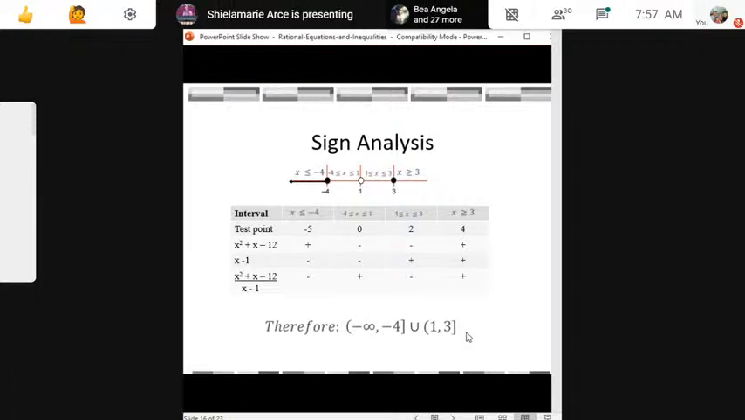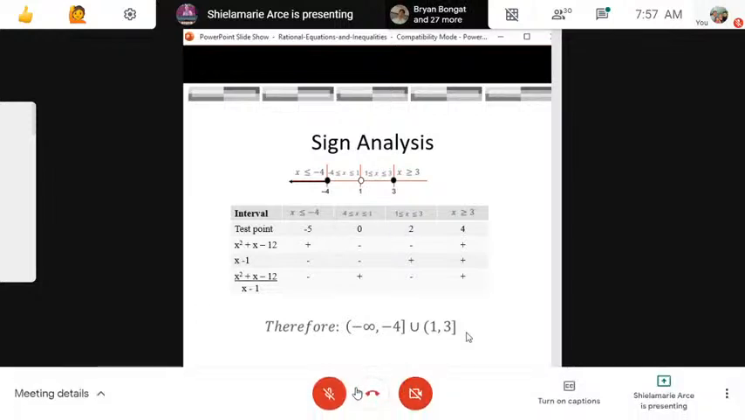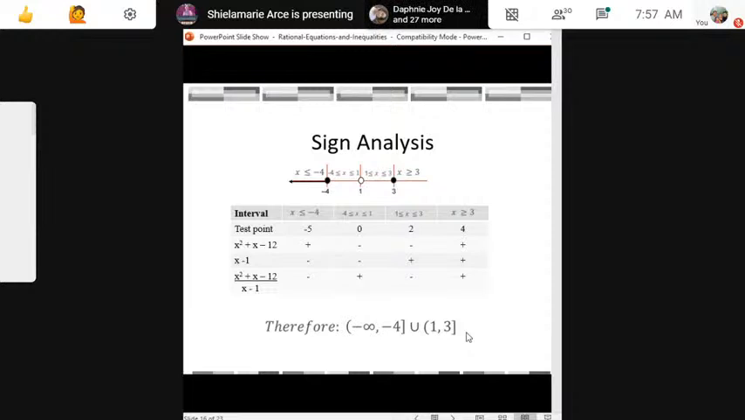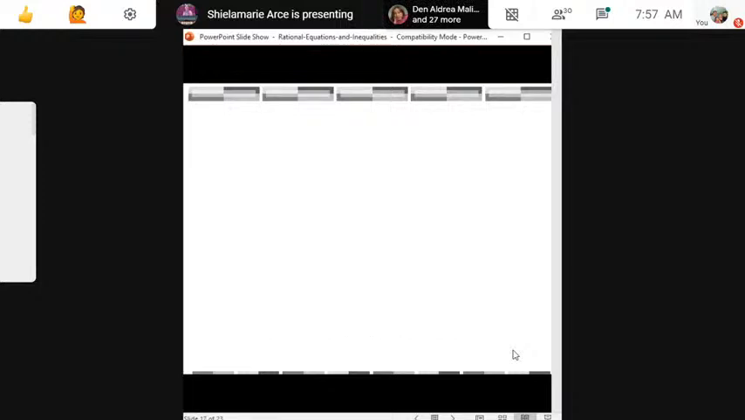May tanong po? Wala po. How about yung others po? Wala, ma'am. Sigurado kayo? Okay, so kung walang tanong, let's proceed with my second example.